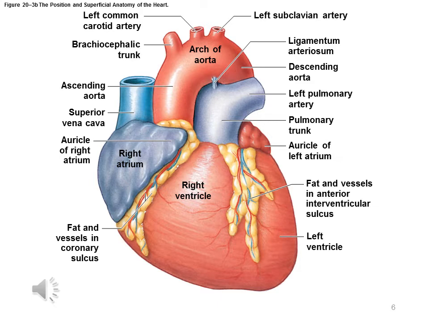So here you can see the right atrium, right ventricle, the left atrium, the left ventricle. You can see the auricles of the right and left atriums. You can see the interventricular sulcus, the fat within the vessels of the coronary sulcus, the aorta, the ascending aorta, the superior vena cava, the pulmonary trunk.